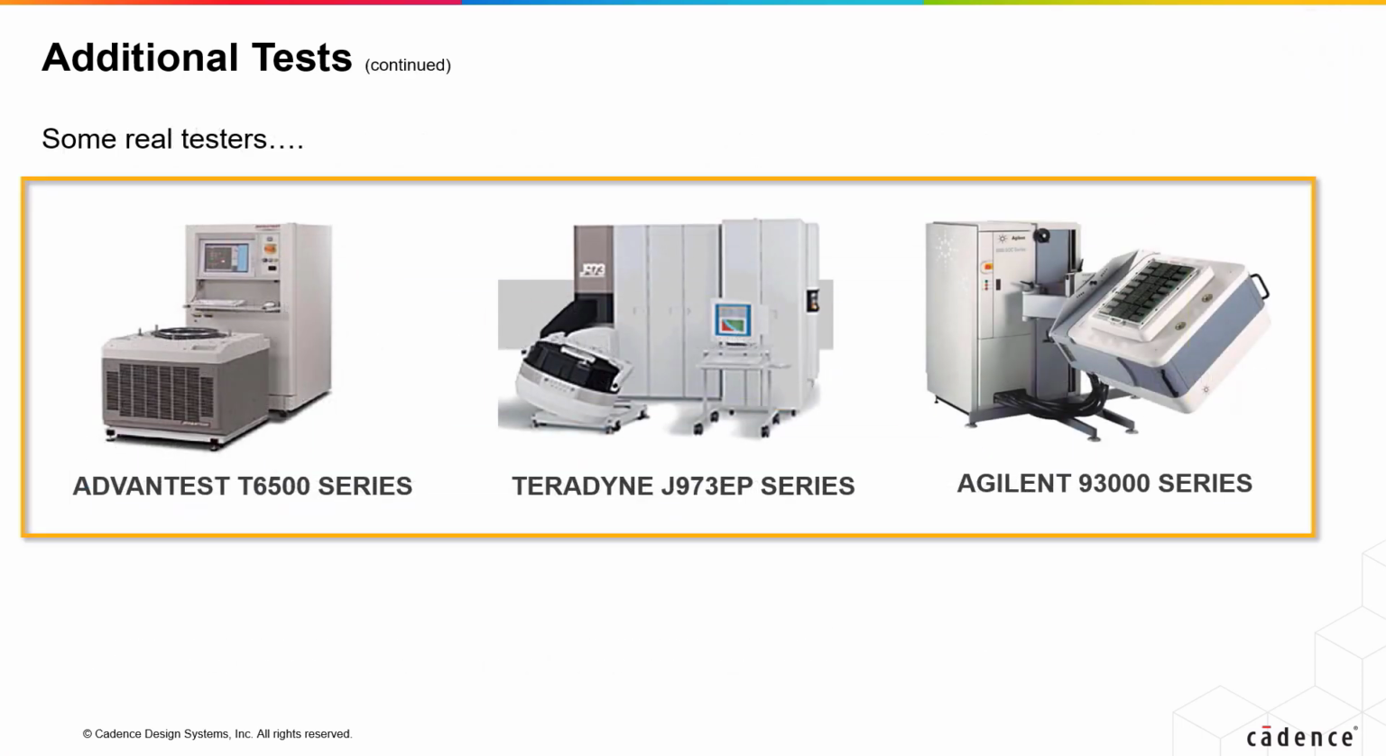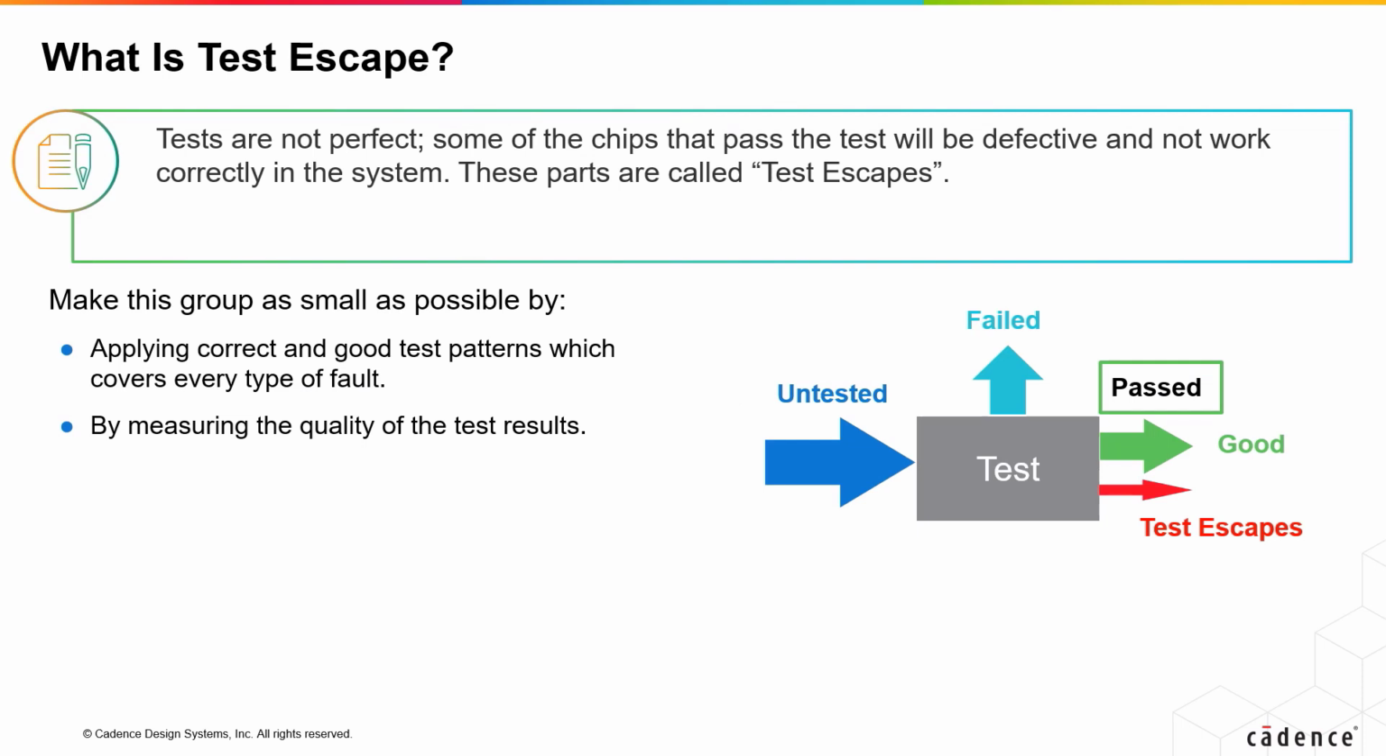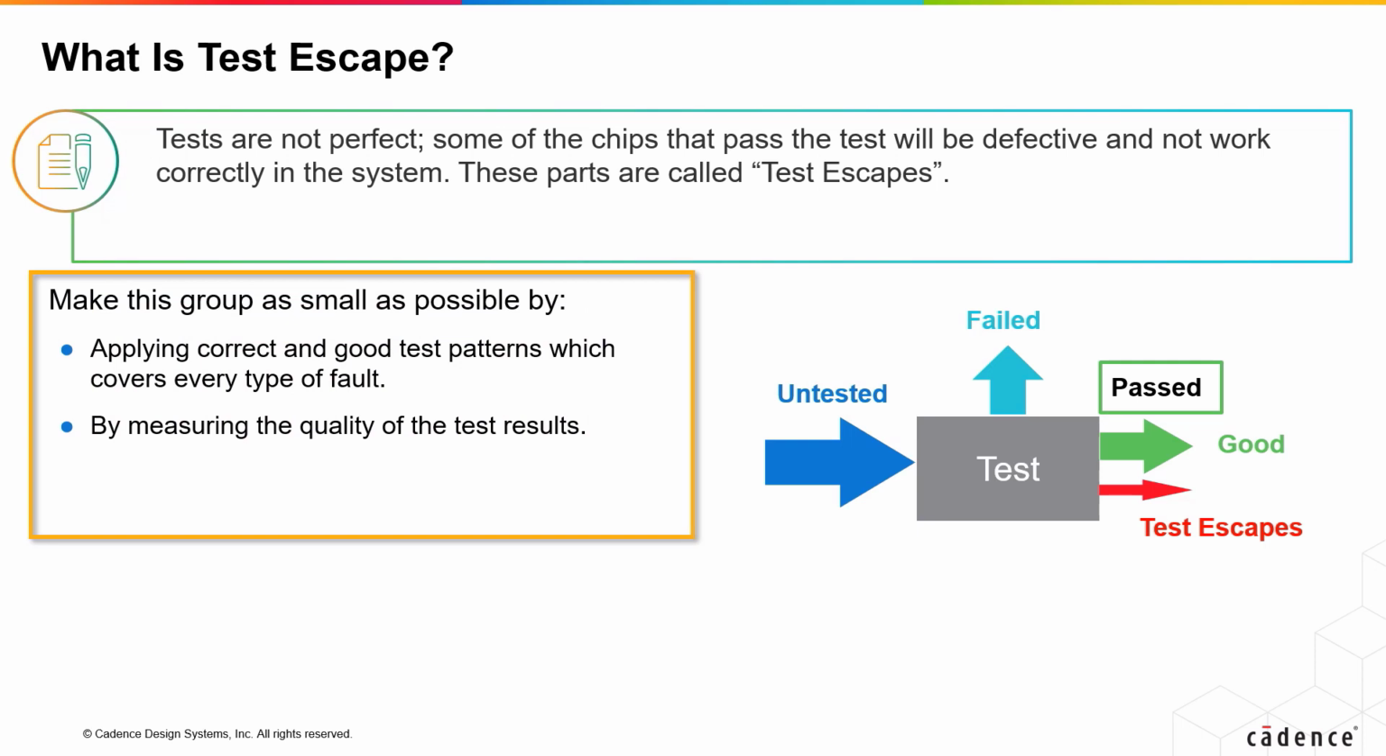After all those additional tests, the patterns are all packaged together and meet the chips and modules at one of these testers. The chip or module sits in the middle of the test head, hanging outside the rack of electronics. The result is that some modules will fail and some will pass. For some number of chips that are tested, some will fail test and be rejected, and the others pass and will be shipped. But tests are not perfect, so some of the chips that pass test will, in fact, be defective and will not work correctly in the system. These parts are called test escapes. Obviously, we want to make this group as small as possible.